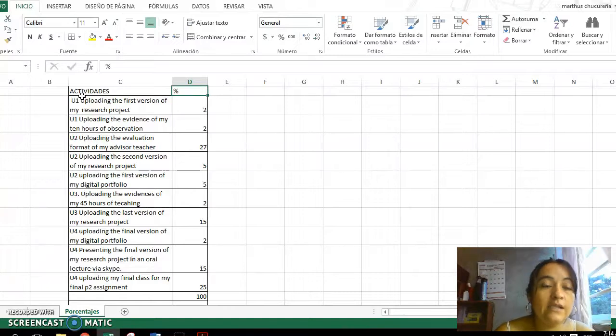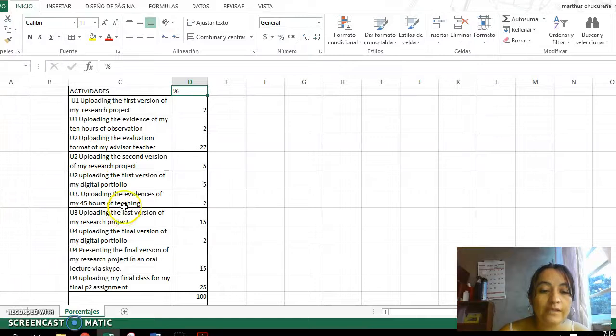You have to upload the evidence of your 10 hours of observation. That was the needs analysis. This is 2%. You have to upload the evaluation format by your advisor teacher. This is 27%. It's the widest percent. You have to upload the second version of research or classroom project. You have to upload the first version of your digital portfolio. Many people say, in didactics we have made a digital portfolio. If you want to recycle it, no problem. You have to upload the evidence of your first 35 hours of teaching.